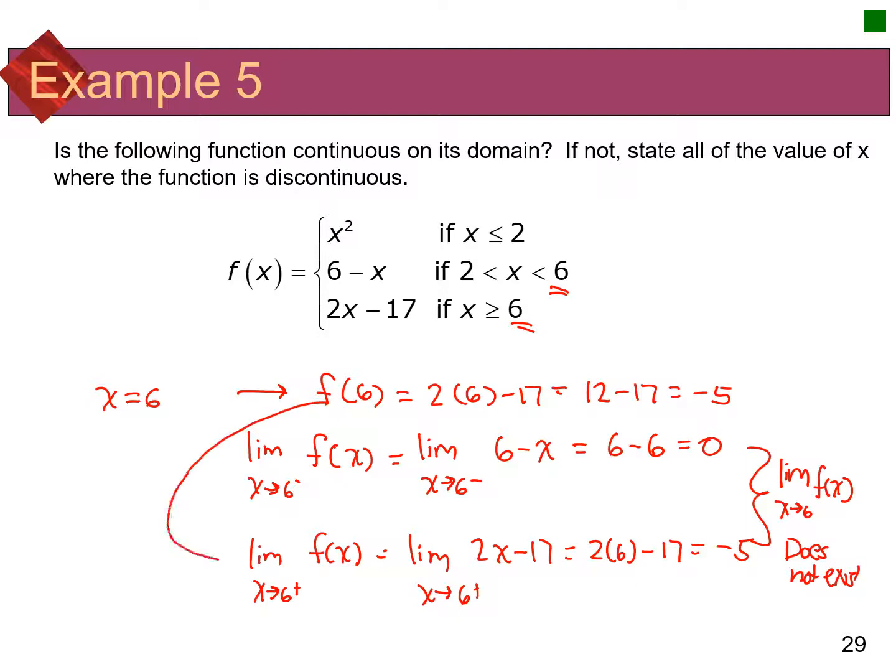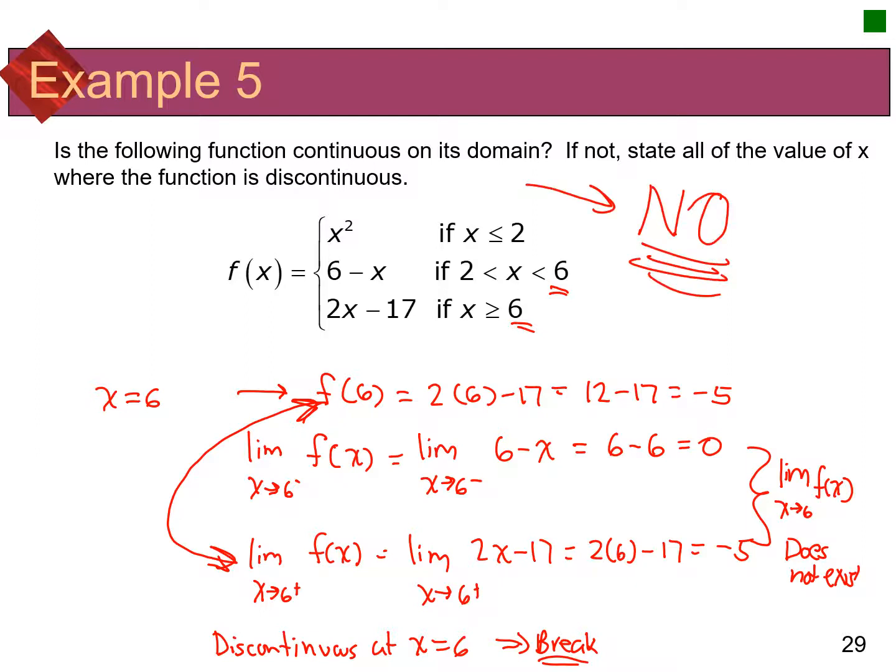Even though f of 6 and this agree with each other, the fact that the left-hand limit doesn't agree with those means I'm going to have a break. It's going to be a break, so it's discontinuous. At x equals 6, it's going to have a break there. And I can tell that because of the way that the left and right-hand limits don't agree with each other. So is it continuous on its domain? The answer is a big, resounding no.